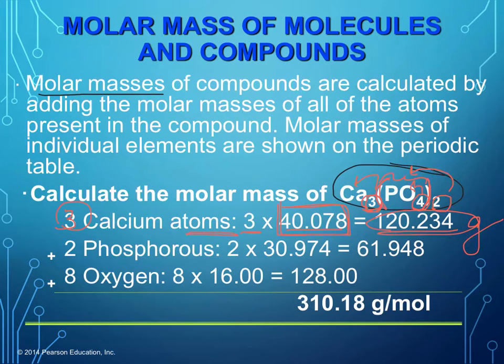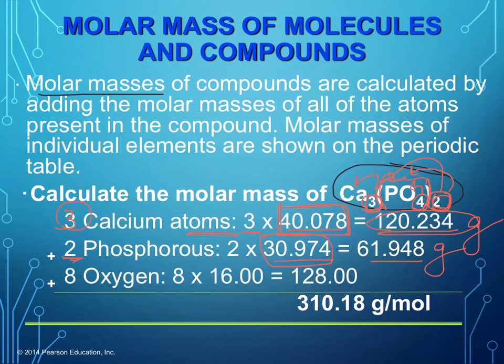Phosphorus. How many phosphorus atoms do we have? Make sure that you understand how to do this. There is a 2 outside of the parentheses, so that means there are 2 phosphorus atoms. Okay, each phosphorus atom, as you look in the periodic table at the bottom of the square for phosphorus, has a mass of 30.974 grams. So we multiply that by 2 to get the total number of grams that phosphorus contributes in this compound.